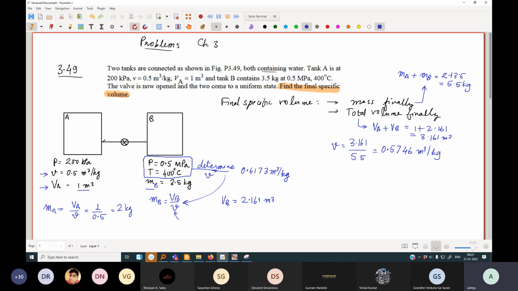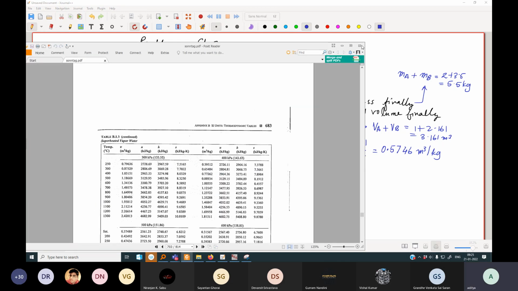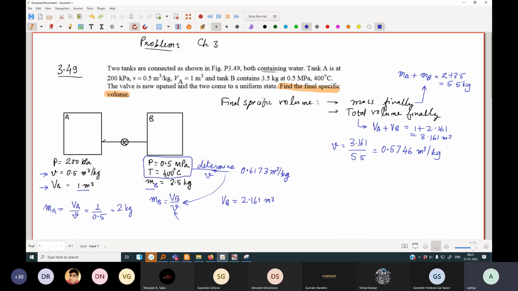So now let us do the tedious part. Let us try to fetch the values with the help of the actual steam tables. So let me go to Sontag. So what do we need? At 0.5 megapascal, 400 degrees Celsius.